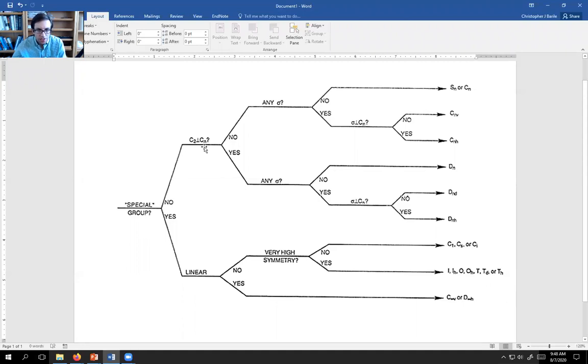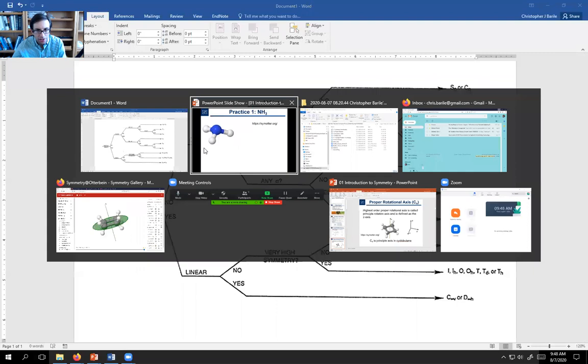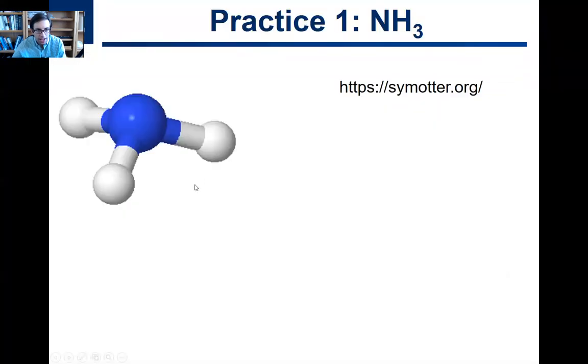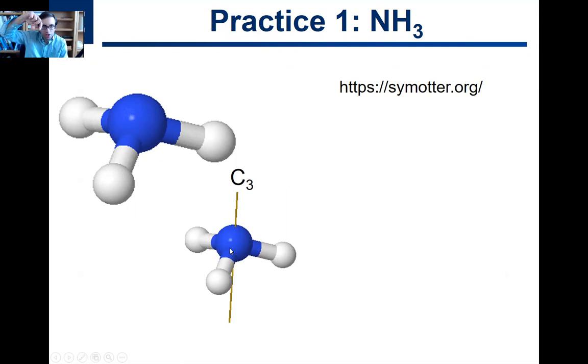Now, is there a C2 perpendicular to the Cn? So implicit in that, we have to find the Cn, okay? The Cn is right here. There's a C3 because you can spin this molecule 120 degrees, and that will interchange all the hydrogens and leave the nitrogen not changed, okay?